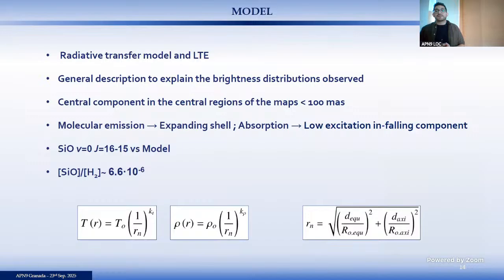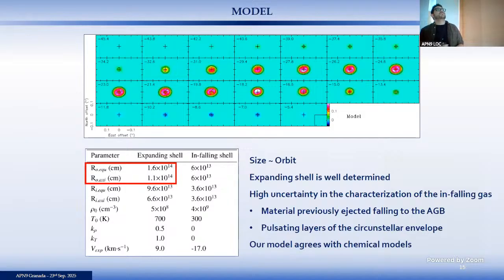We model the compact emission in our central channels using a simple model to describe the emission and absorption. For the molecular emission, we use an expanding shell, and for the absorption, a low excitation infalling component. So this is the resulting model. Because the expanding shell is well characterized by the observations, the results are consistent.